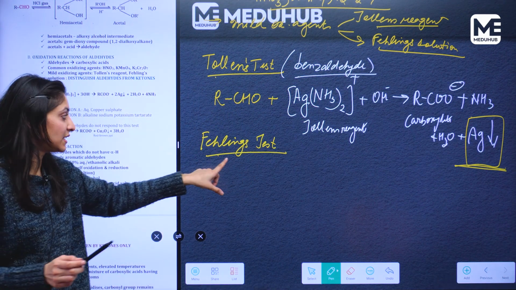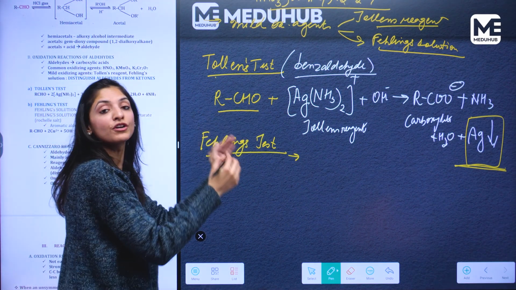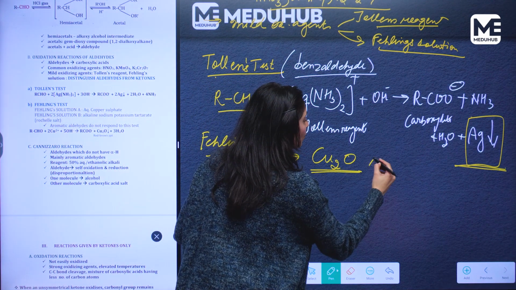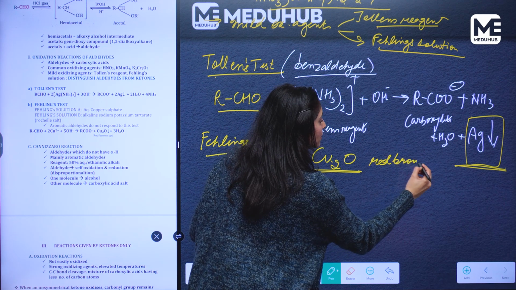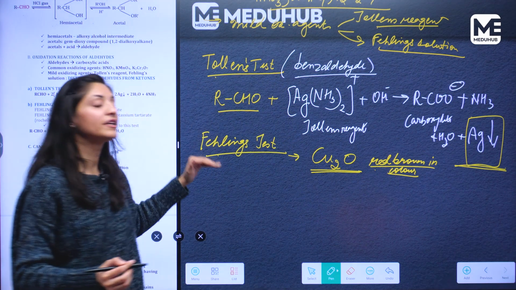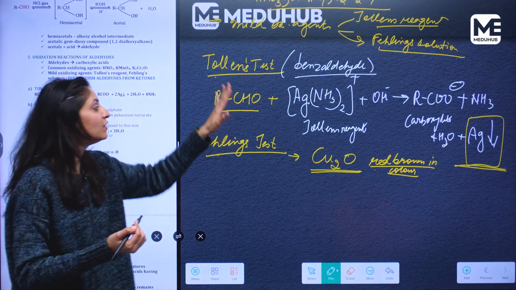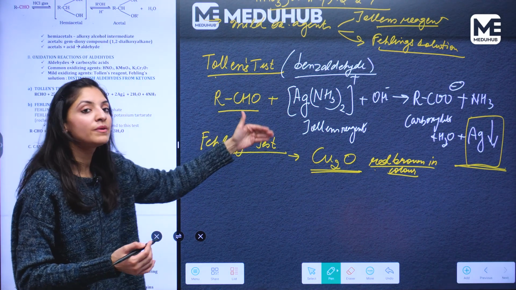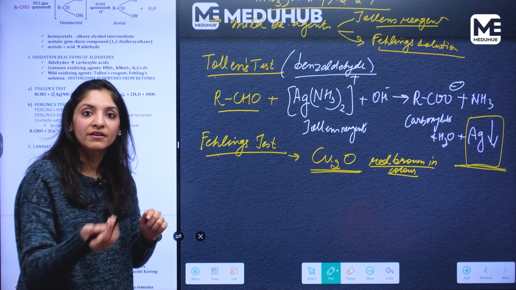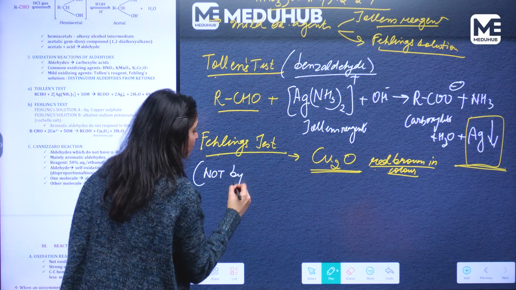The next test is the Fehling's test. Fehling's solution also oxidizes an aldehyde to the corresponding carboxylate ion, and it gives cuprous oxide, Cu2O, which is reddish brown in color. So when an aldehyde is treated with Fehling's solution, we get a red-brown precipitate and a carboxylate ion of the corresponding aldehyde is formed. Through this, we get to know that whatever compound we were starting with was an aldehyde. Again, Fehling's test is not given by ketones, and Fehling's test is also not given by aromatic aldehydes.